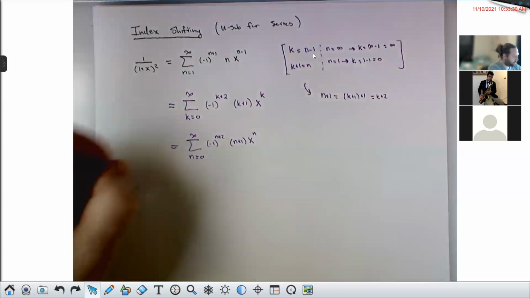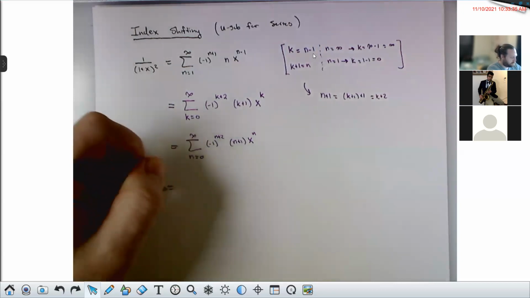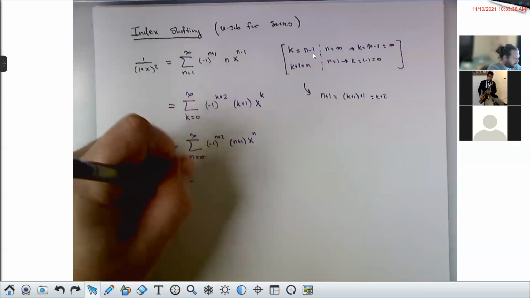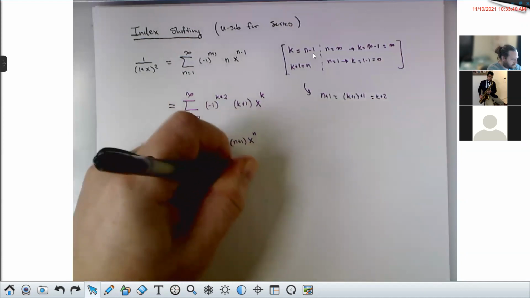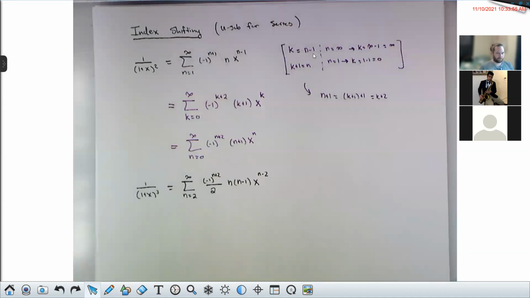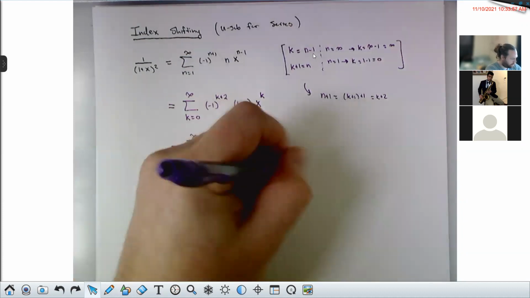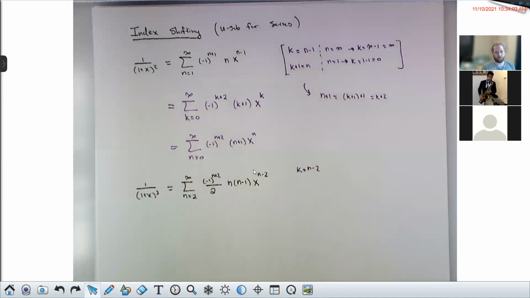Let's look at the other guy. We had 1 over (1 plus x) all cubed is sigma n from 2 to infinity, negative 1 to the n plus 2 over 2 n minus 1 x to the n minus 2. If I make the index shift k equals n minus 2, this will also do both. That will make this an x to the k. And also because 2 minus 2 is 0, that will change my starting index back to 0.